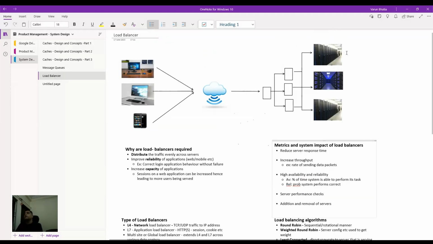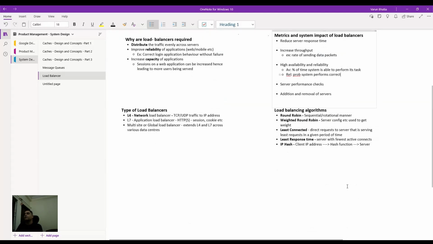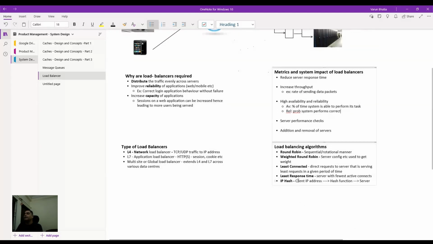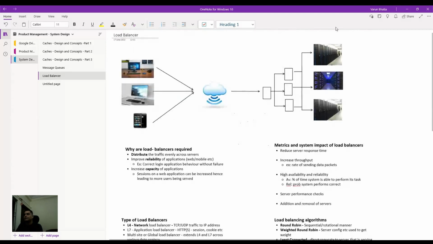But that also means that you have to keep a check of these two parameters that we talked about, these two metrics. When you're increasing the load on a particular server, you have to make sure that the availability of the system is not going down, and the probability of the system to give you the correct data back also stays within thresholds, right? IP hash, the client IP address basically that you get, you use some hash function and then you transform it, and then servers basically get the request.